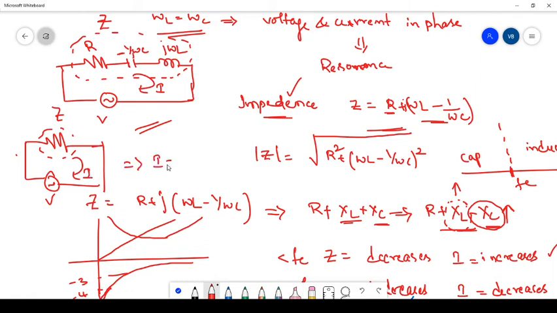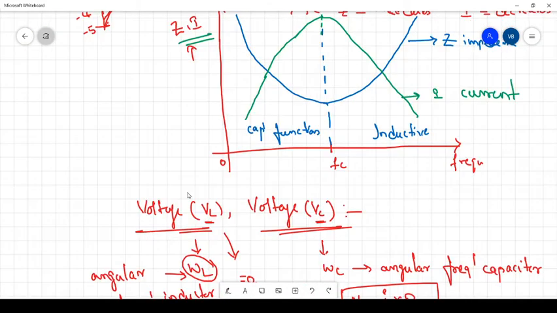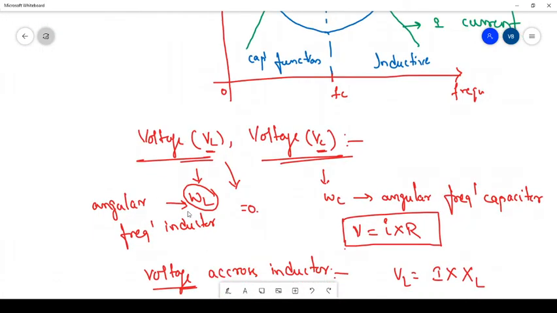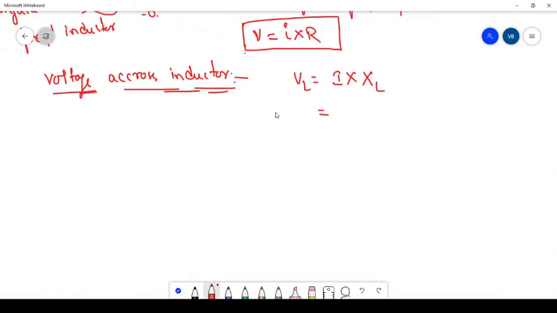We can write it in terms of the applied voltage V and the total impedance, so V by Z. For example, by Ohm's law, I is equal to V by R; here we are going to write V by Z. So you substitute that in the place of I here, and we can write the voltage across the inductor as V by Z into XL.